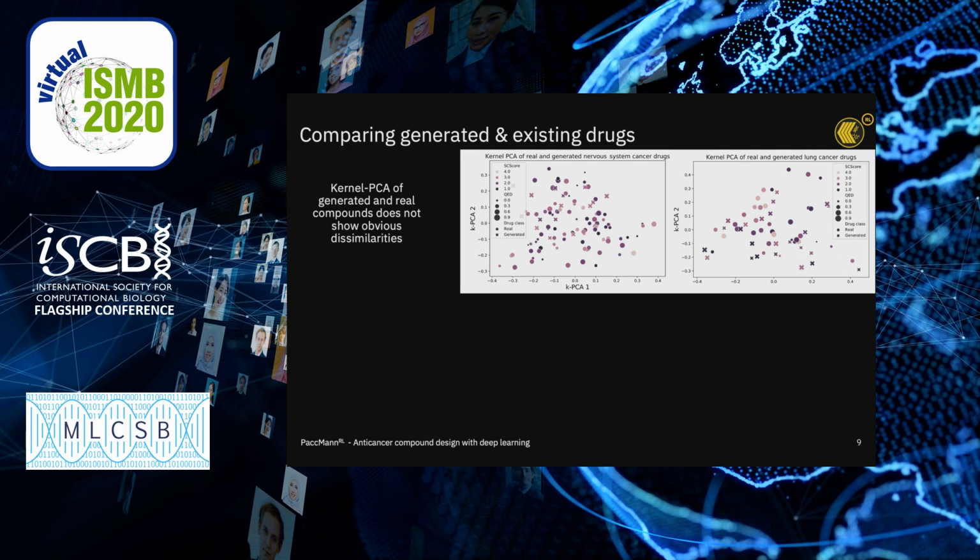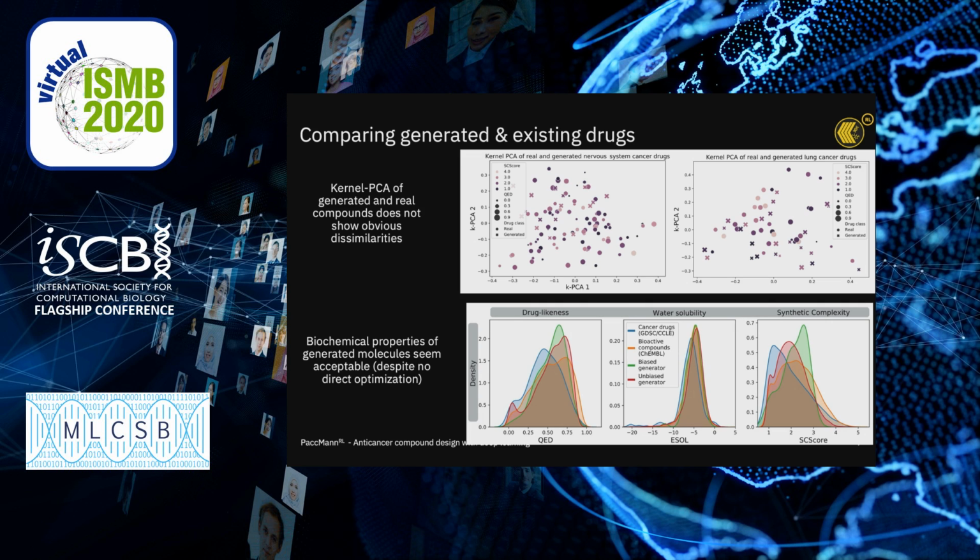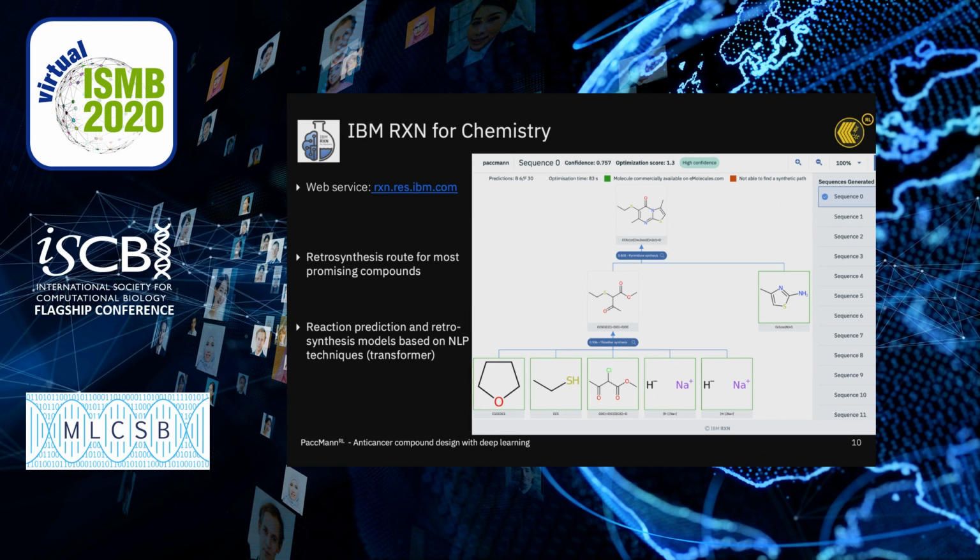However, there are various other properties that qualify or disqualify a molecule for being a drug. We therefore assess synthesizability and drug-likeness of the real and generated anti-cancer compounds, and we show here the kernel PCA of those two distributions, and we don't see any obvious dissimilarity between the two. The same holds true also for water solubility, although none of these properties was directly optimized. We then used IBM RXN, which is a platform for automated chemical synthesis, in order to assess whether we can also synthesize those compounds. And we see here that for this exemplary compound, we only need a set of 6 reactants, and we only need to perform about 2 reactions in order to obtain and synthesize the molecule of interest.